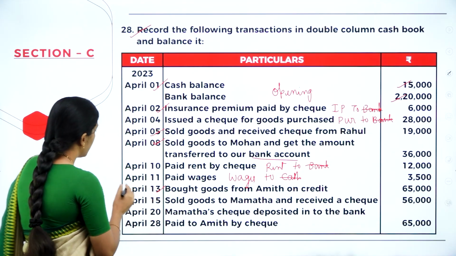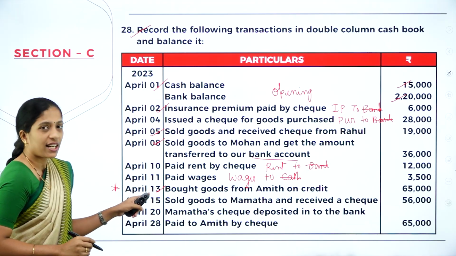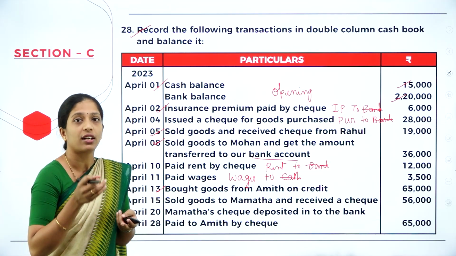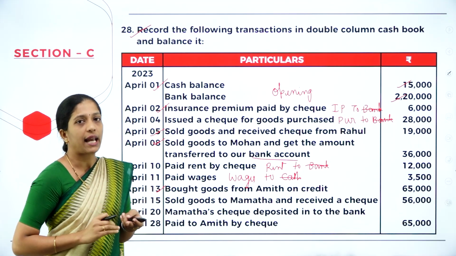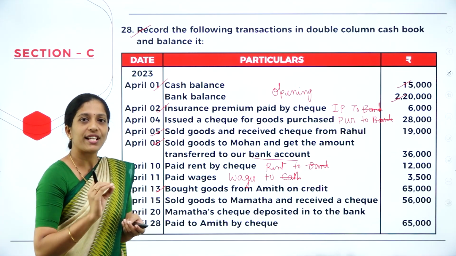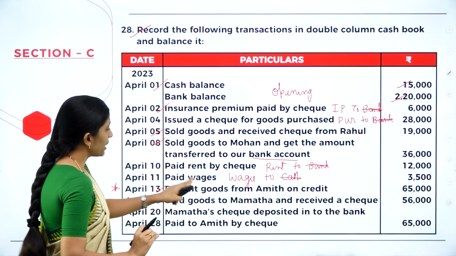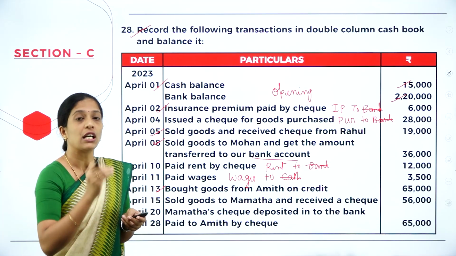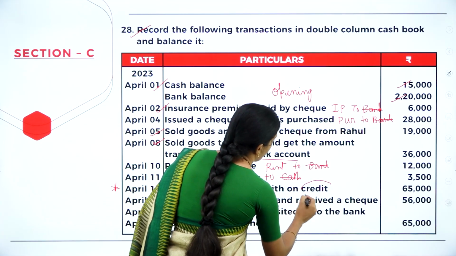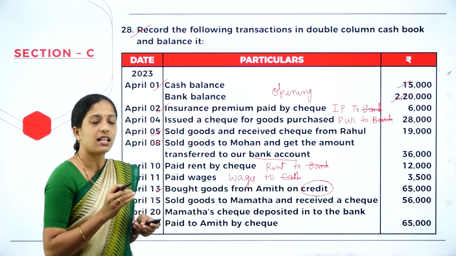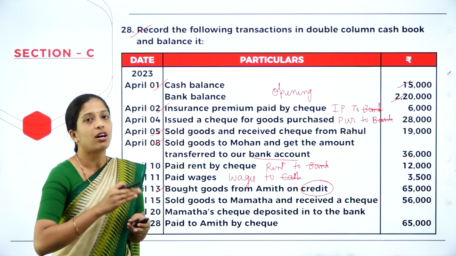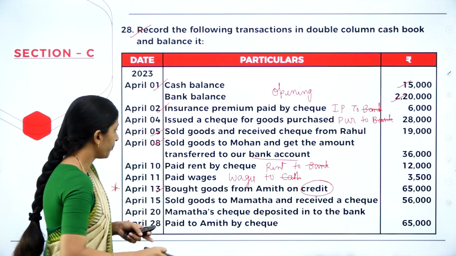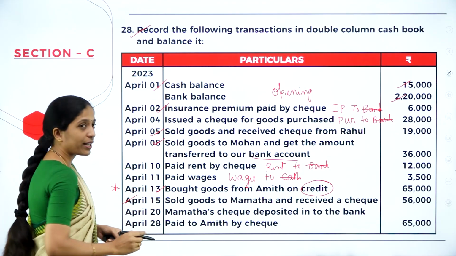Now, here there is an important thing you have to note. We have purchased or we have bought goods from Amit on credit. But whether the credit transactions can be recorded in the cash book? No. Only cash transactions have to be recorded, for which you have to write a note. So it is not recorded in your double column cash book because it is a credit transaction. They have mentioned the word credit here. Okay, either it has to be purchased through cash or through check, or the goods have to be sold for cash or through check. So for which we shall prepare a note later.